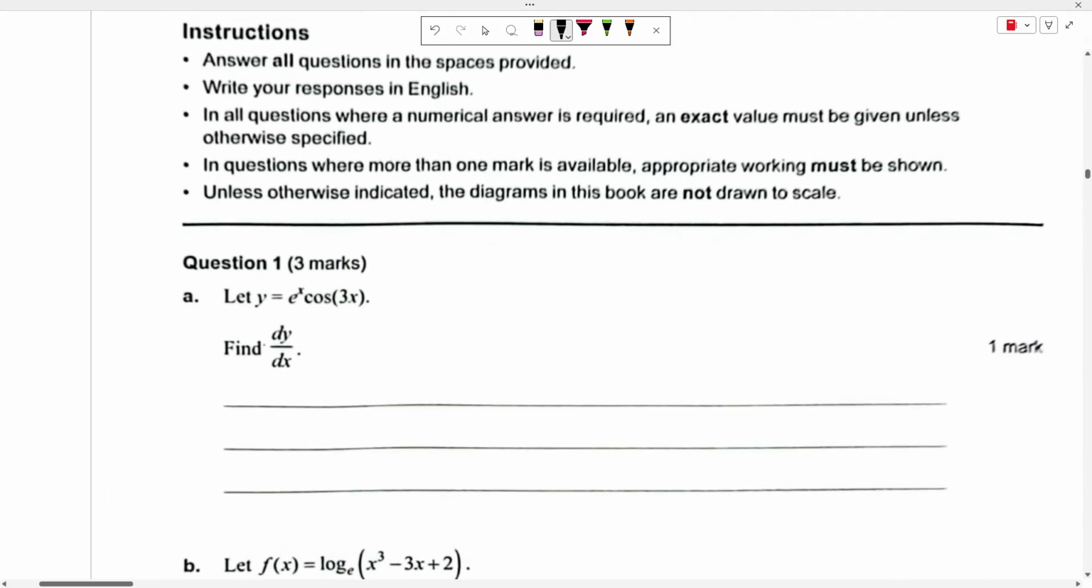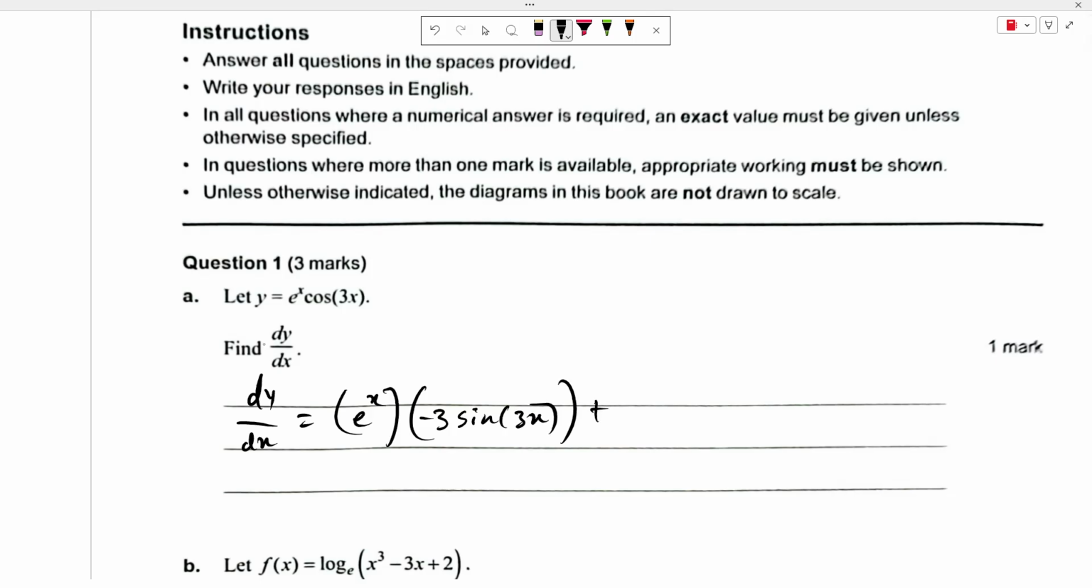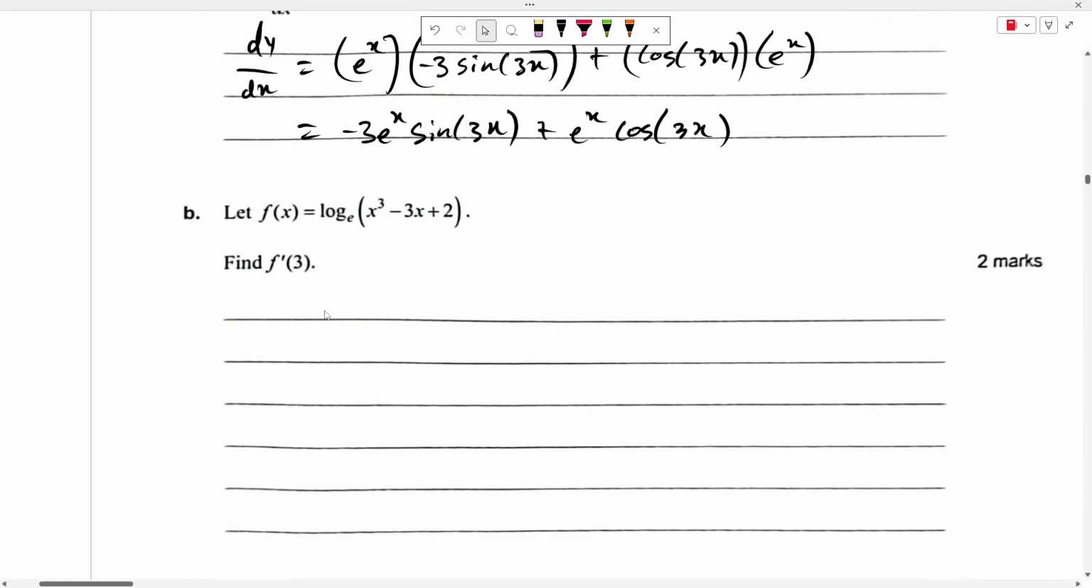The first one, we're going to start off with the derivative like they usually do. So dy dx, this is going to be a mix of the product rule and the chain rule. So it's going to be the first function times the derivative of the second, which is going to be negative 3 sine of 3x, plus the second function, cos of 3x, times the derivative of the first one, which is e to the x. So we get negative 3 e to the x times sine of 3x plus e to the x cos of 3x. And that's going to be our final answer for that one.